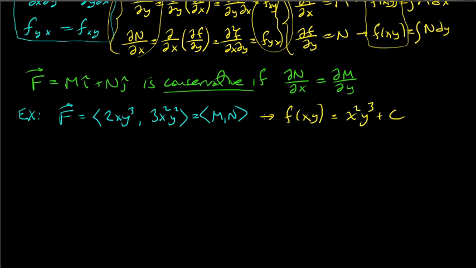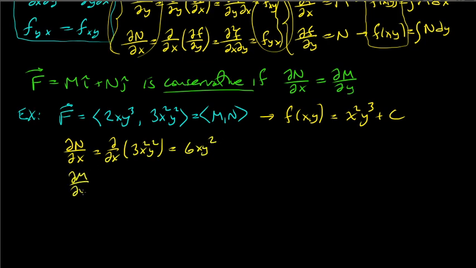But, you know, we did that the hard way, right? So here's the easy way. If I take the partial of n with respect to x, that's just 3x squared y squared. If I take the derivative of that with respect to x, I get 6xy squared, right?